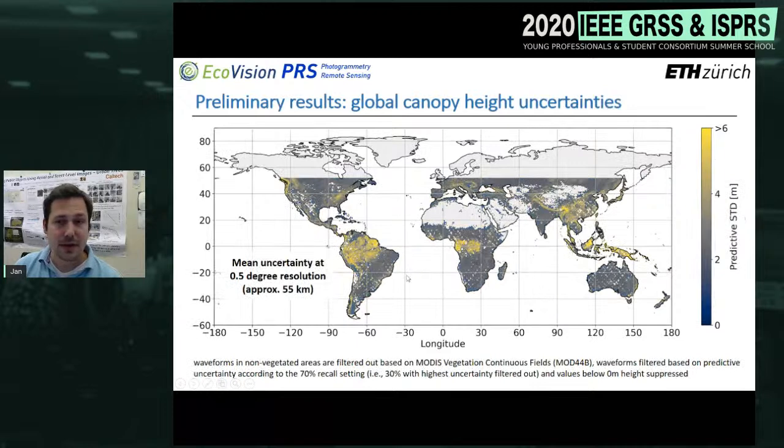And another interesting thing is we can then also for each prediction assign the predictive standard deviation. And when we plot this, we can see the standard deviation is between 0 and 6 meters. Everything above 6 meters is also clipped here. Then you get this map and you see that the standard deviation basically increases with the height of the tree. So in the very high tree areas, you also get higher standard deviations. In other areas, it's much lower.